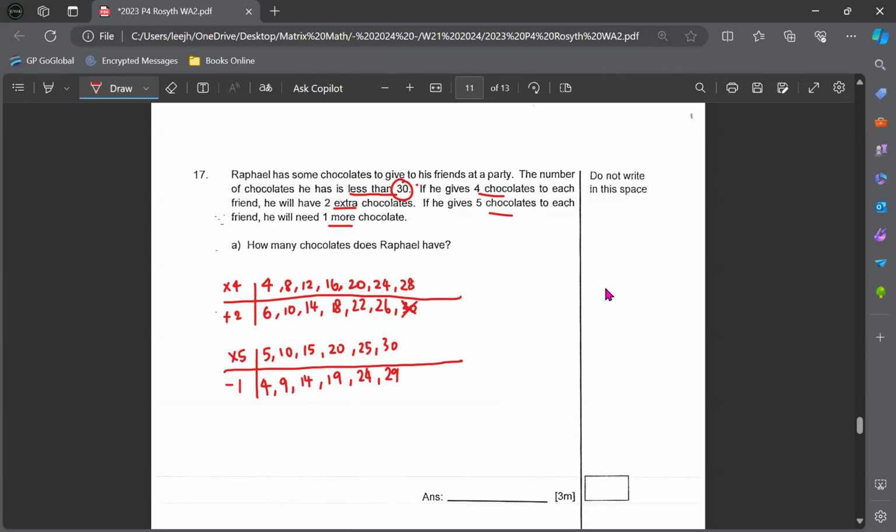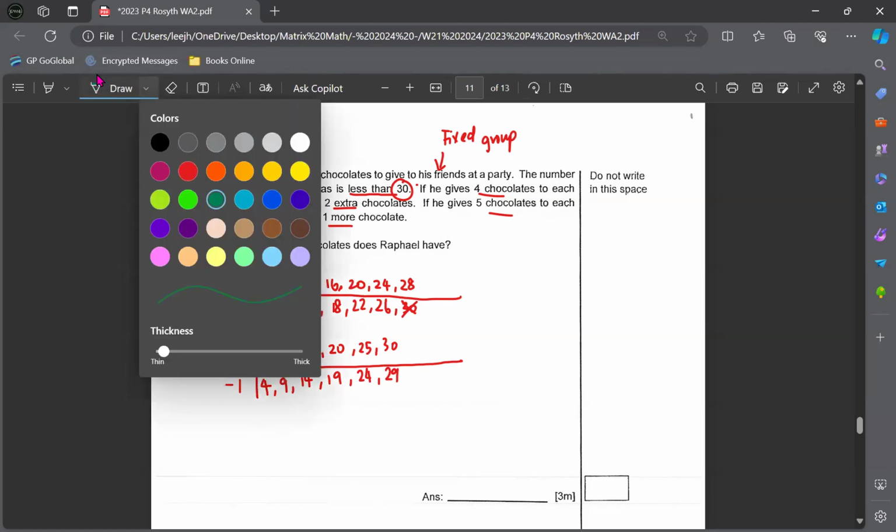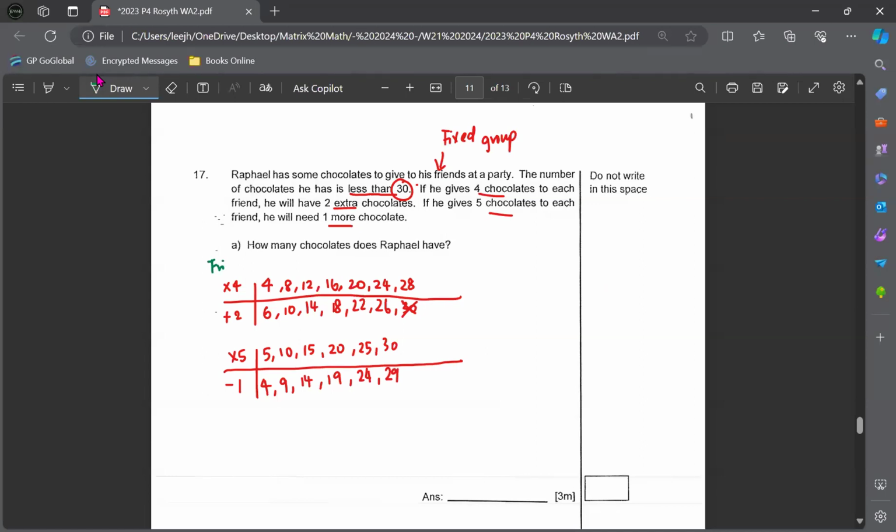So it says, how many chocolates does Raphael have? Please look carefully, because it says he is giving to some friends, a fixed group. The number of friends, be it in scenario 1 or 2, must be the same. So let's write the number of friends: 1 friend, 2, 3, 4, 5, 6, 7. The number of friends must be the same for two scenarios, and the total number of chocolates must be the same.